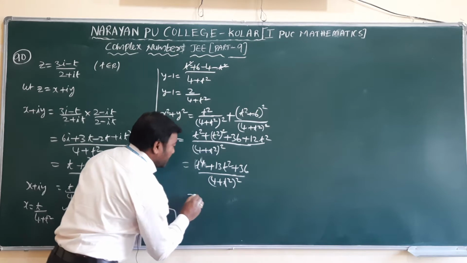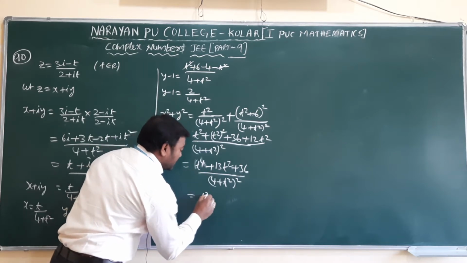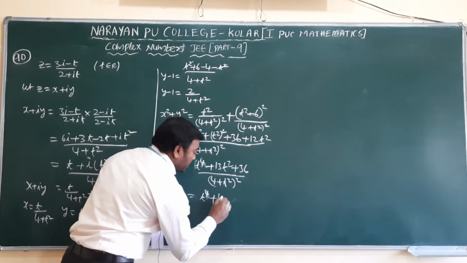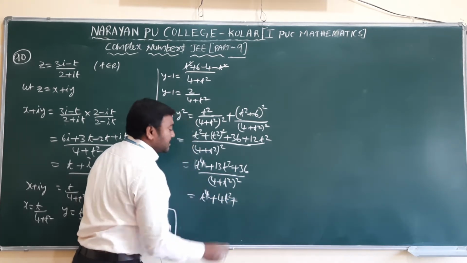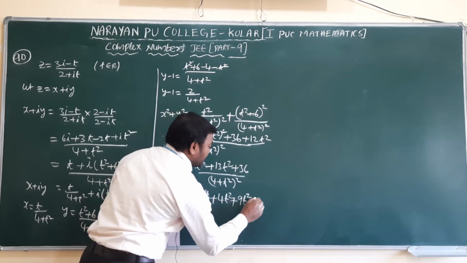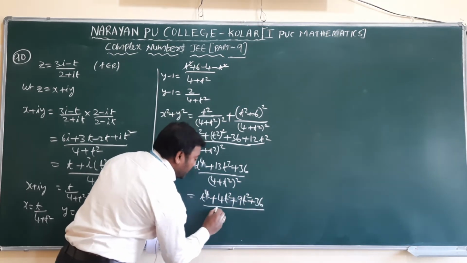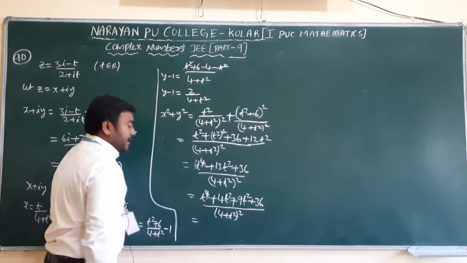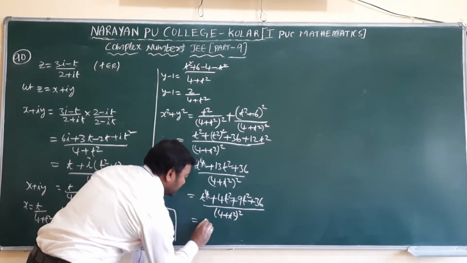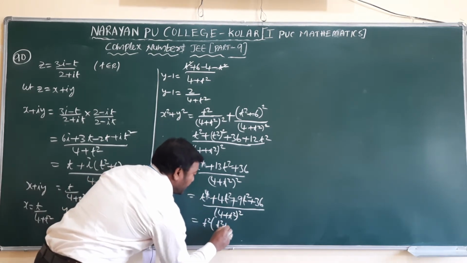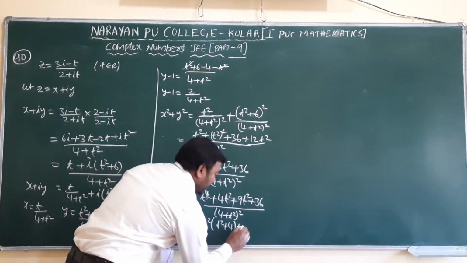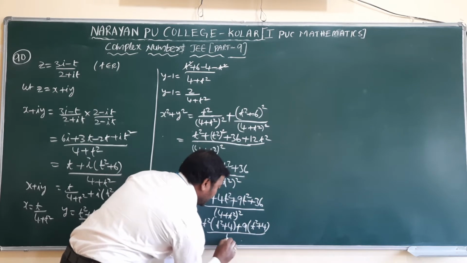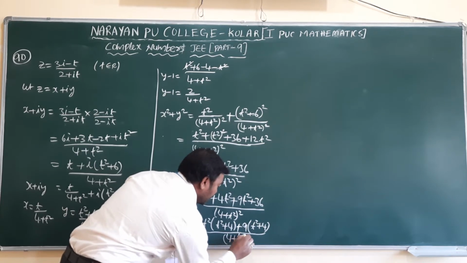Now here t power 4 plus 13t square can be written as 4t square plus 9t square plus 36 divided by 4 plus t square whole square. Here in numerator we have to take common t square, remaining t square plus 4, and here take common 9, remaining t square plus 4, divided by 4 plus t square whole square.